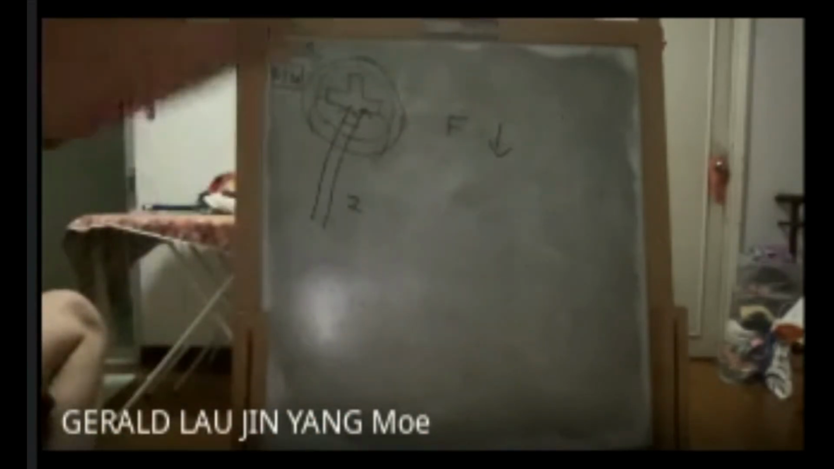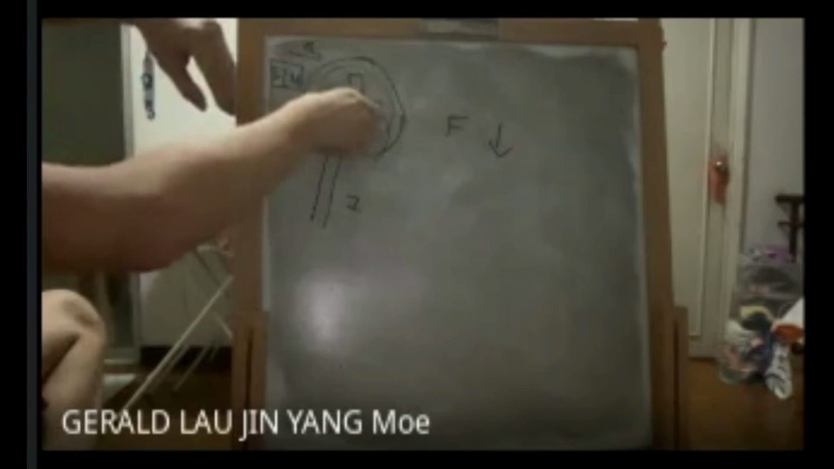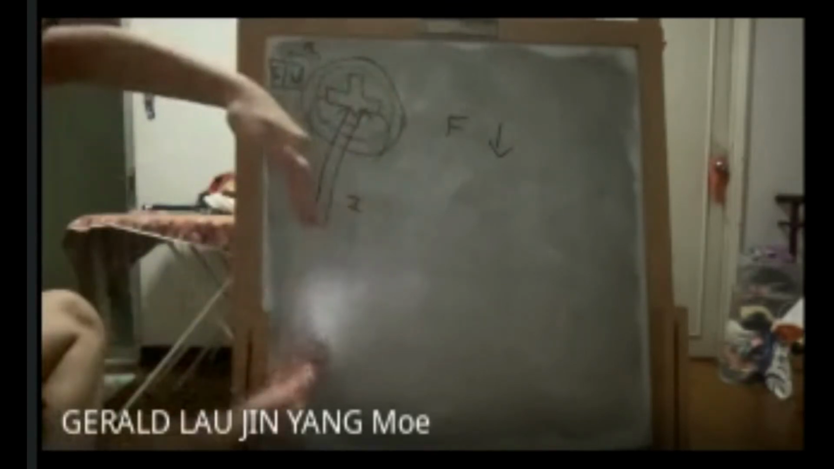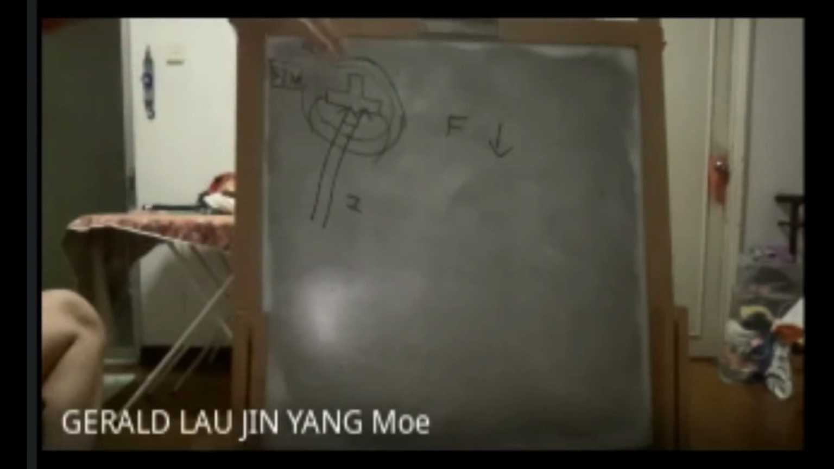Because of this force pushing down, that's why the cathode ray will bend downwards. You are pushing the cathode ray downwards. That's why it will produce the shadow downwards.